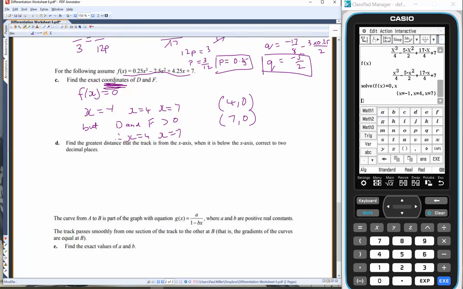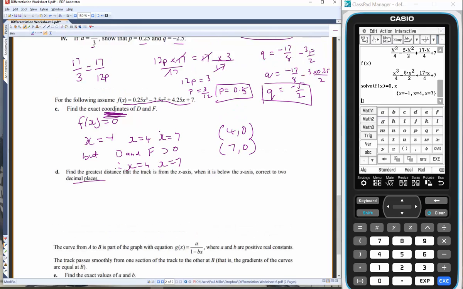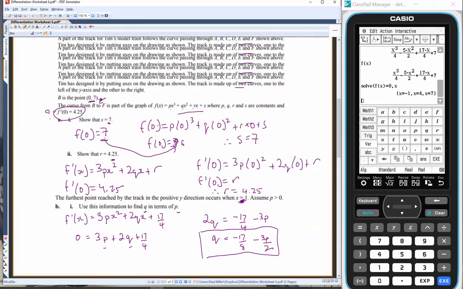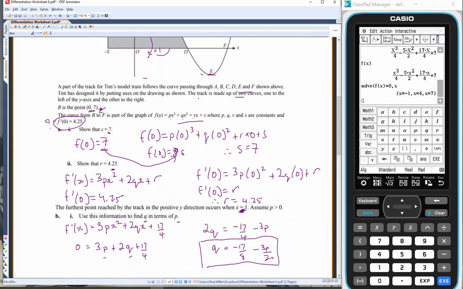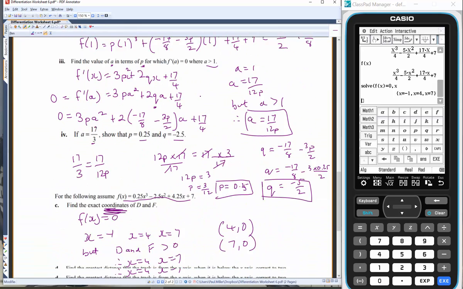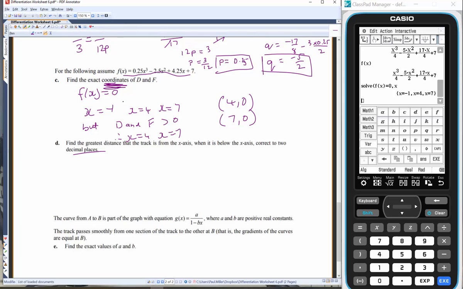Find the greatest distance that the track is from the x-axis when it is below the x-axis, correct to 2 decimal places. That's this point here, point E. So what we're going to do is diff f of x, and let's see what happens from there. So I'm going to find f dash x, and I'm going to diff it on my calculator.